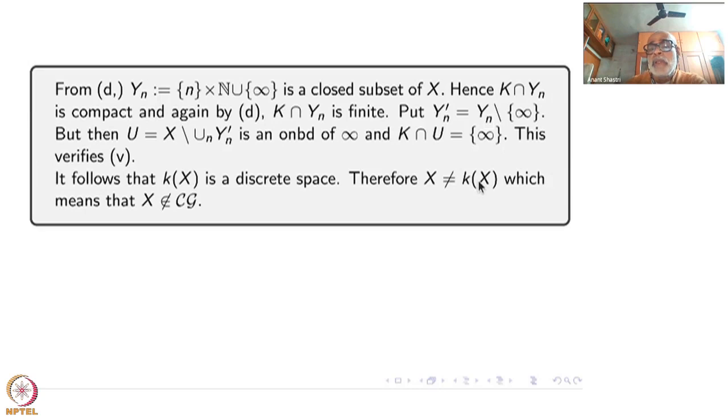Just by adding one single point, the compactly generatedness has gone away. You may wonder, N × N is a discrete space. Is it compactly generated? Yes, of course. Any discrete space is compactly generated. Singleton sets are compact there, it's fine. Finite sets are compact there, it's fine. But this X is not compactly generated. There are other closed subsets, other open subsets, which are not discrete.